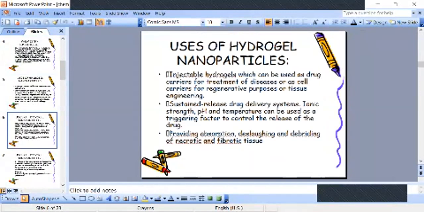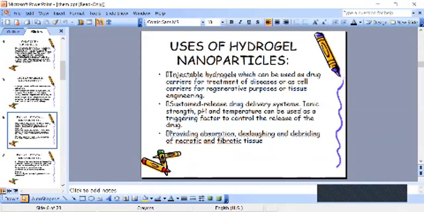Injectable hydrogels can be used as drug carriers for treatment of diseases or as cell carriers for regenerative purposes or tissue engineering. In sustained-release drug delivery systems, ionic strength, pH and temperature can be used as a triggering factor to control the release of the drug, providing absorption, sloughing, and debriding of necrotic and subtropic tissues.